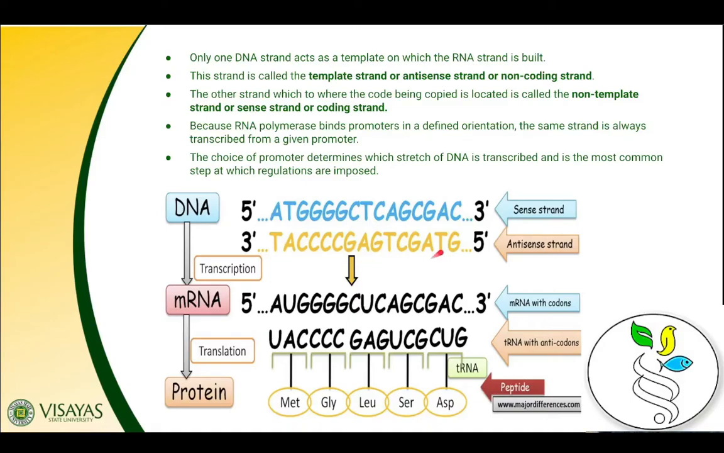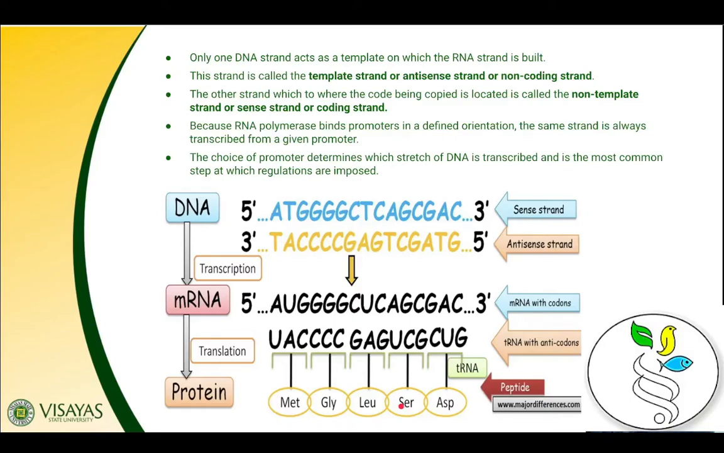Okay? So after the transcription, you will now have the mRNA strand that is produced. And during translation, each of these will correspond to a particular amino acid. So we will talk about that in the next lesson. After initiation is the elongation.